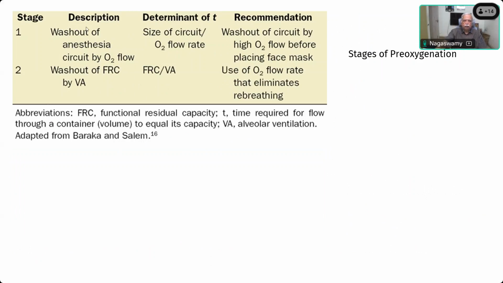If you keep the mask and the circuit straight away and then open, the circuit air has to be removed and then only the ventilation will take place. So to avoid delay, especially in emergency cases, you can flush out the circuit of the room air by oxygen flush and then put it on the patient's face to fill up the lung with 100% oxygen.